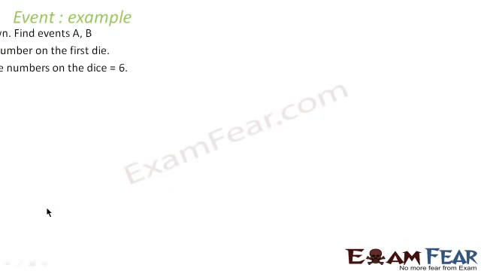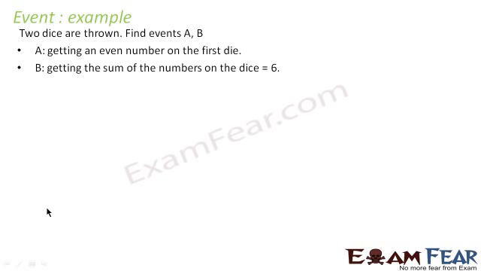Let me take some more examples of events. In this case, two dice are thrown. Find the events A and B. Event A is getting an even number on the first die. When I say two dice are thrown, die 1, die 2, this is the way it is thrown. And they are saying even number on the first die. So on the first die we can have 2, 4 or 6.